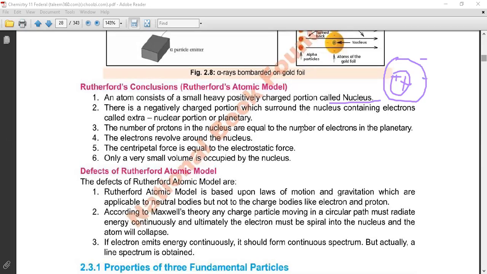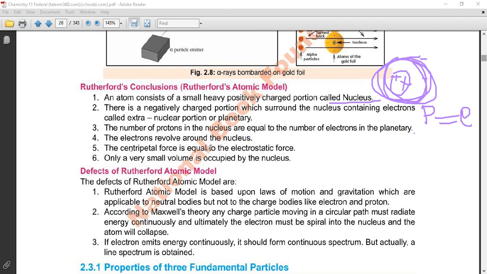The number of protons is equal to the number of electrons in the atom. As a whole, the total number of electrons and protons is the same. The electrons revolve around the nucleus in circular orbits. The centripetal force is equal to the electrostatic force.